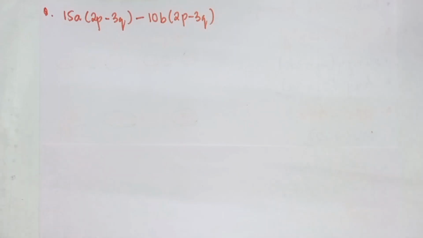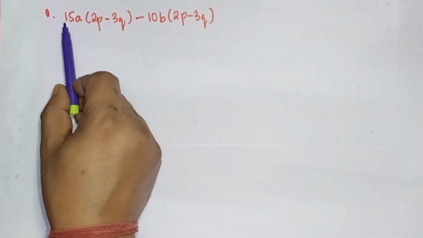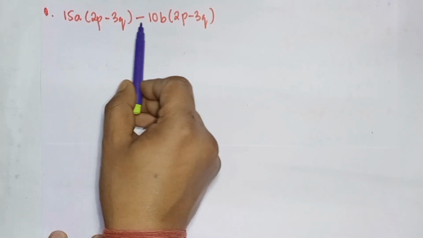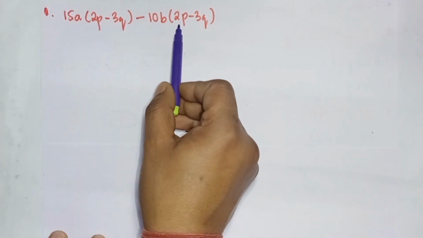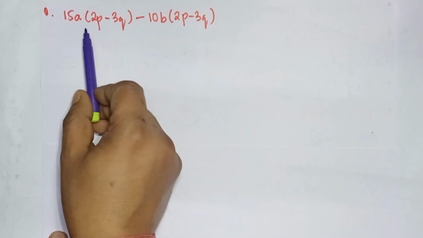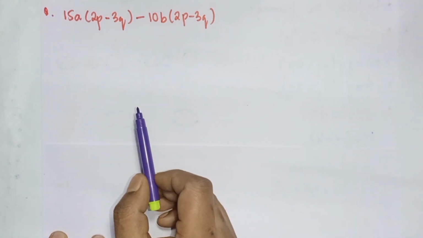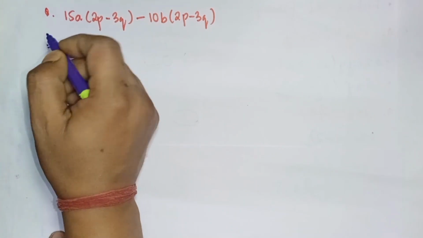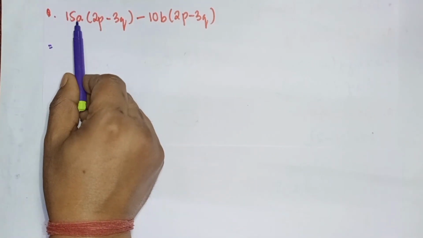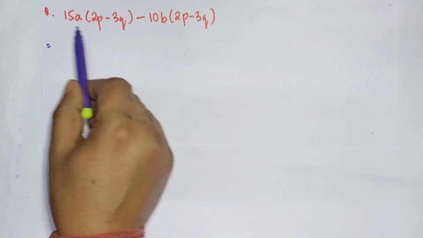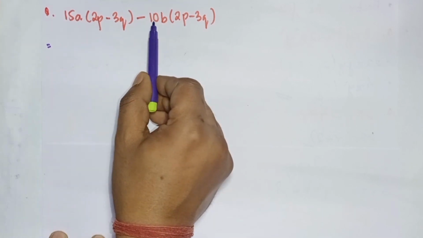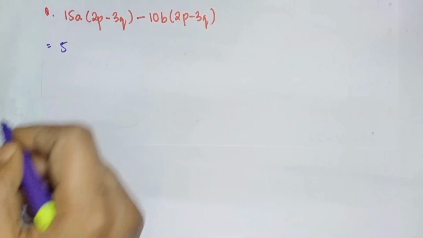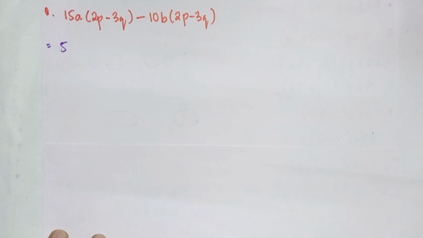So here we have another question. You can see here what you have is 15a(2p minus 3q) minus 10b(2p minus 3q). So it's also a binomial, 2 terms are there. In this I'll do it directly. If you see here, 15a is there and here 10b is there. 5 3s are 15, 5 2s are 10. So I can write 5 directly. I am writing 5 directly. I am taking it common.